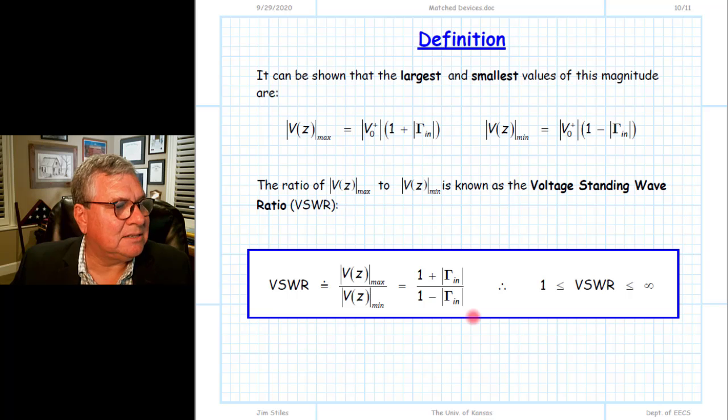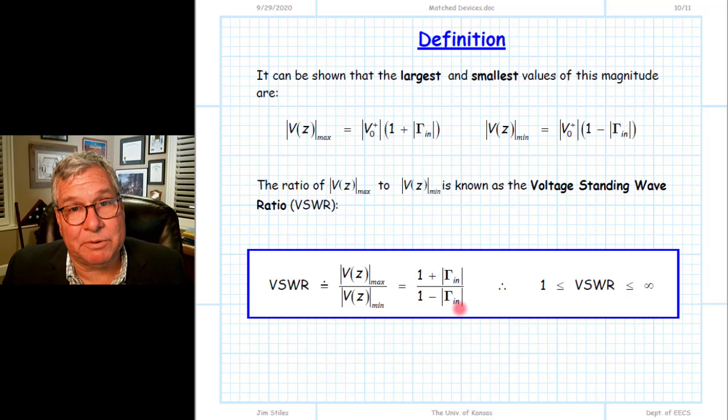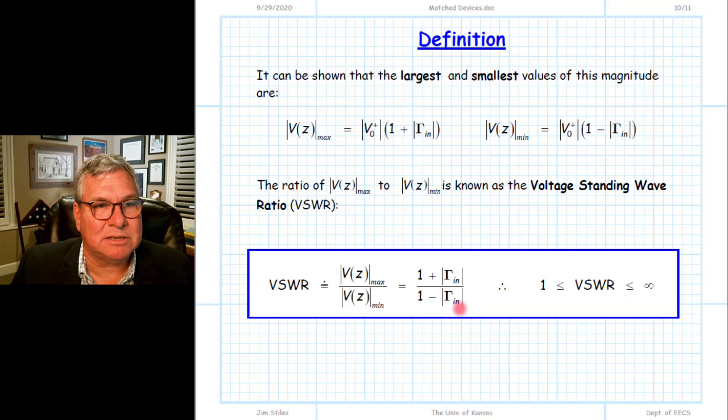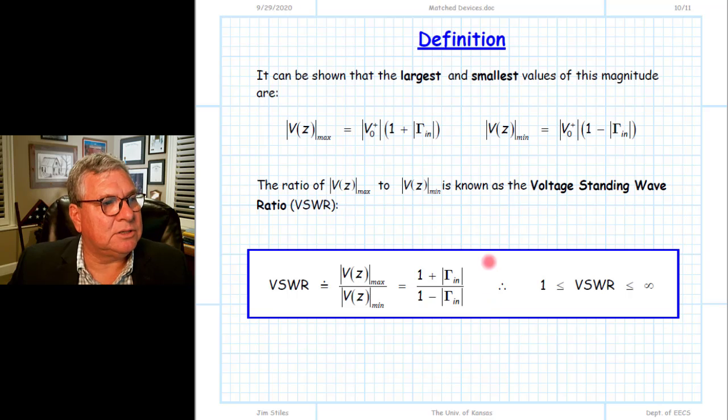And what we can see is this really is just a transformation of the magnitude of gamma in into some real value. Now, you might think, gee, this is kind of pointless. Why don't we just talk about the magnitude of gamma in? That's really what we did with return loss, only we, of course, expressed it in decibels. So why do we go through this mathematical procedure, this transformation into VSWR?